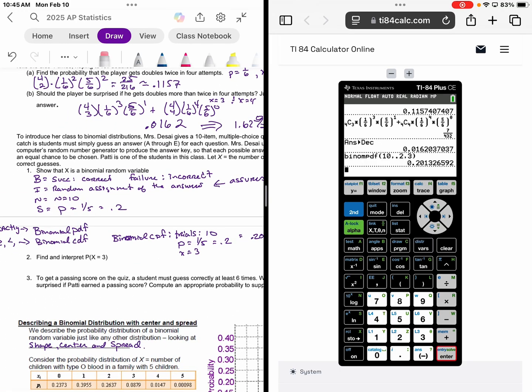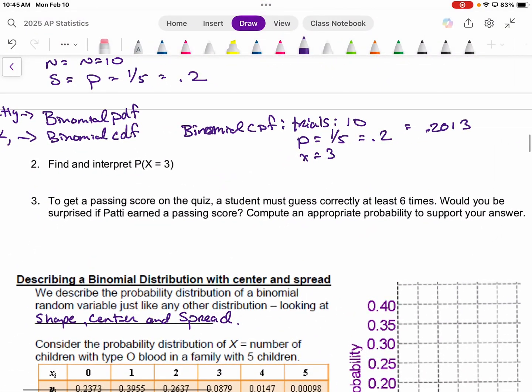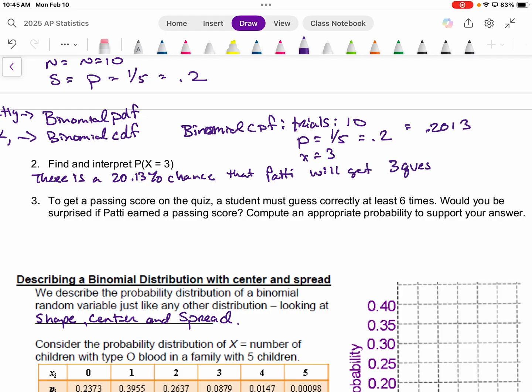All right, so now they ask me to interpret it. Let me back that over there, give me more room to write so you can read. There is a 20.13% chance that Patty will get 3 questions correct.